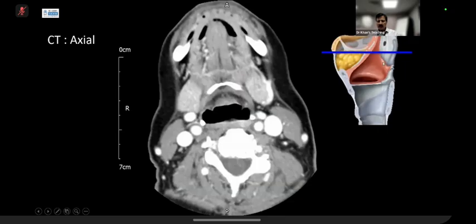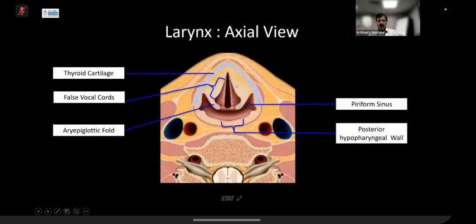Now this is the aryepiglottic fold. Next slice, we will start seeing it much better. Now, this is another level, next level. Now we can see the thyroid cartilage. This is the paraglottic fat. And don't get confused with this airway where the diagram, this is the true chord level.